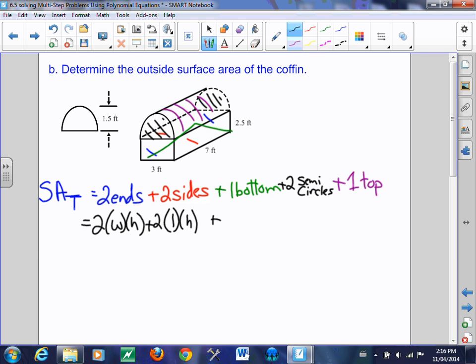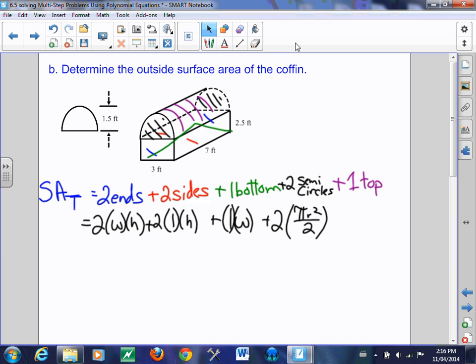Plus the bottom, which is going to be your length times your width. Okay? Plus 2 semicircles. 2 because there's 2 of them. And pi r squared divided by 2 because it's a semicircle. What you notice here, ladies and gentlemen, is the 2 semicircles cancel out to make just 1 circle. If you haven't recognized that as well.